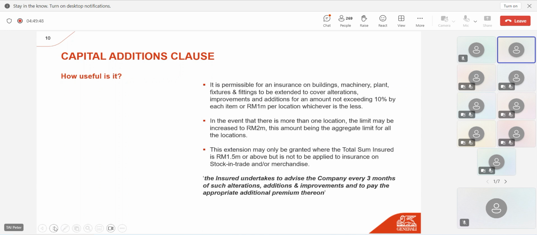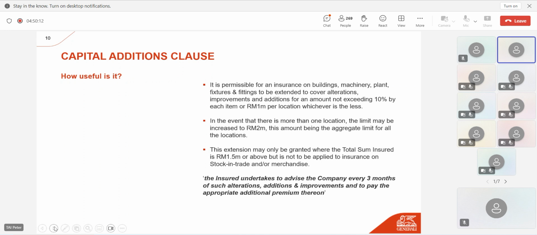Okay, for example, in the event there is more than one location, the limit may be increased to 2 million. This amount being aggregate limit for all locations. Let's say they have 2 or 3 locations, this aggregate total must be 2 million. Just now was 1 million per location, but maximum you get 2 million only. So let's say they got 3 locations, they can divide the 2 million into 3 locations.